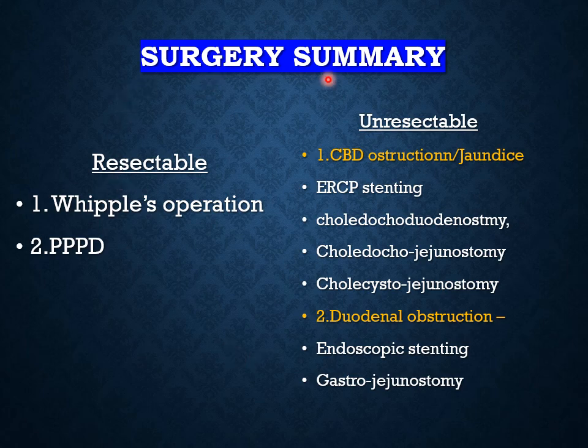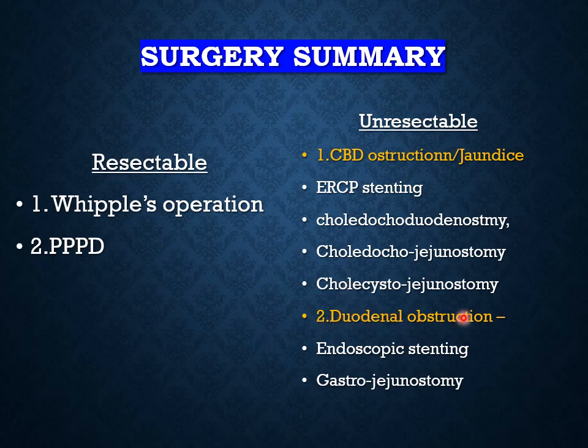Summary of the surgical procedures that are available. If it is resectable, then they do Whipple's operation or PPPD, pylorus preserving pancreatoduodenectomy, which is an improvement of the Whipple's operation. If it is unresectable with CBD obstruction, ERCP stenting, or you can do a bypass, cholecystojejunostomy. All these are simple procedures which can be done with good palliative results.